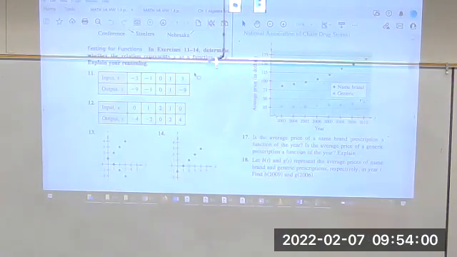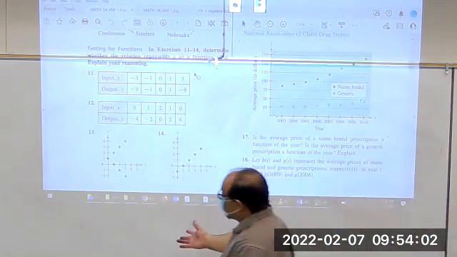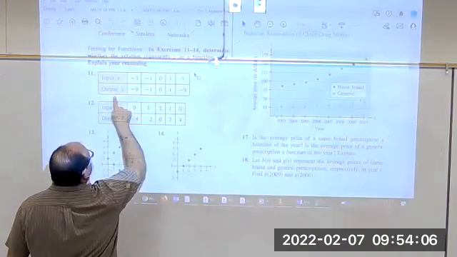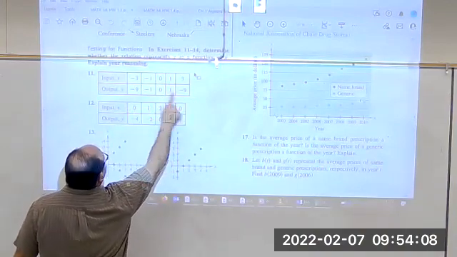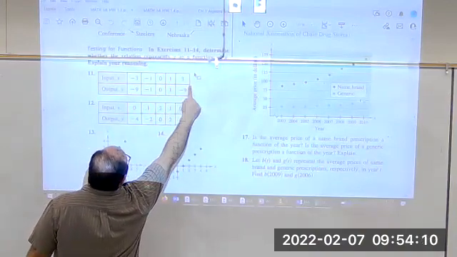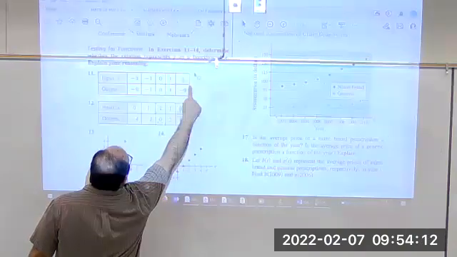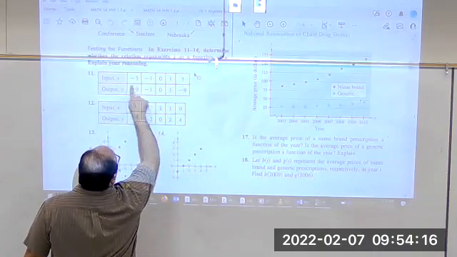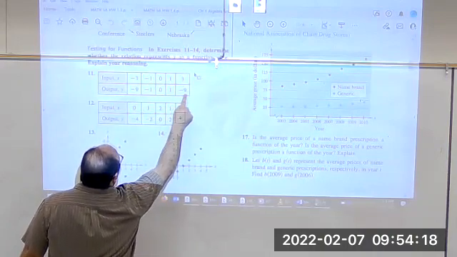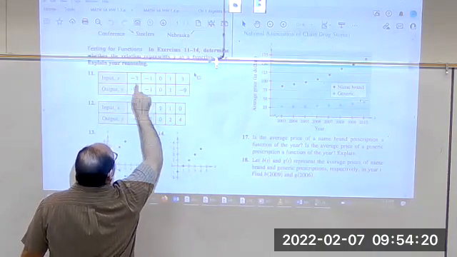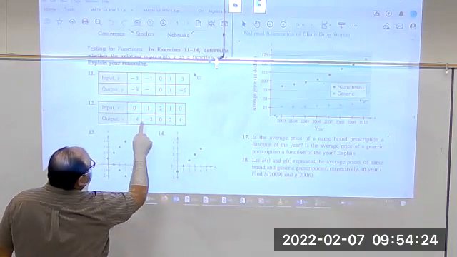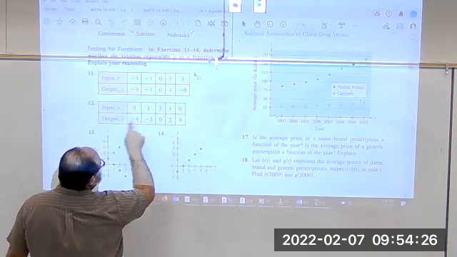So, is it a function? Yes or no? Here's the inputs, the domain. Here's the outputs, the range. Do any of these X's repeat? Nope. Does every X have a Y? That's a function. Look at 12. Do any of these X's repeat? Yeah. And they have different Y's, so that's not a function.